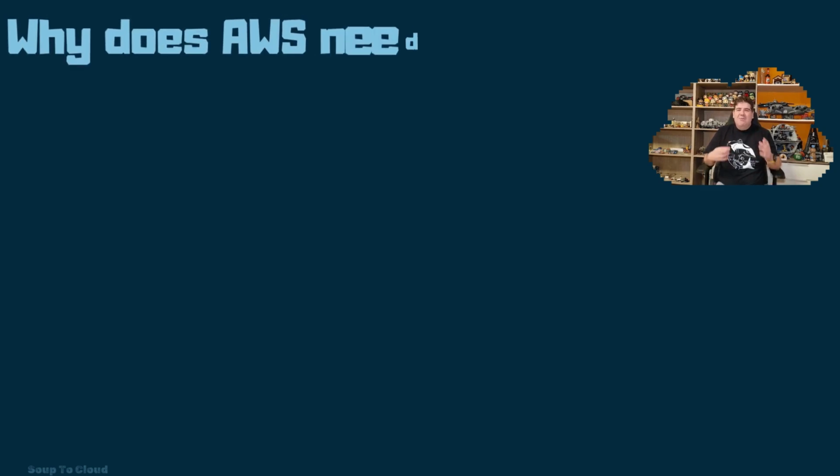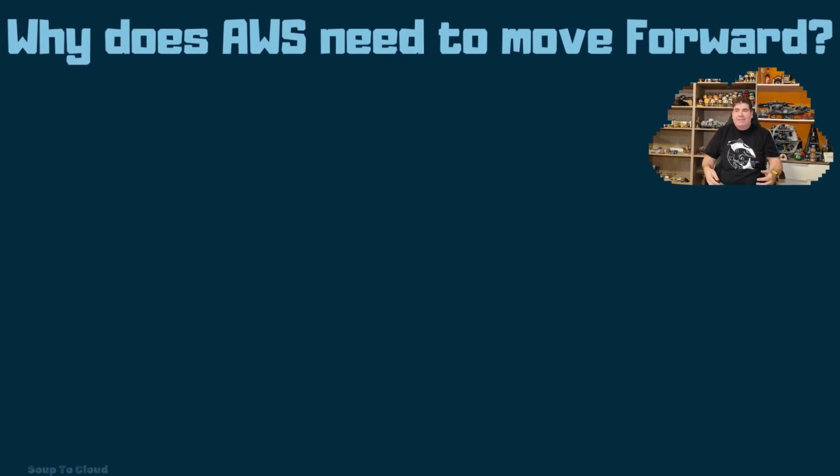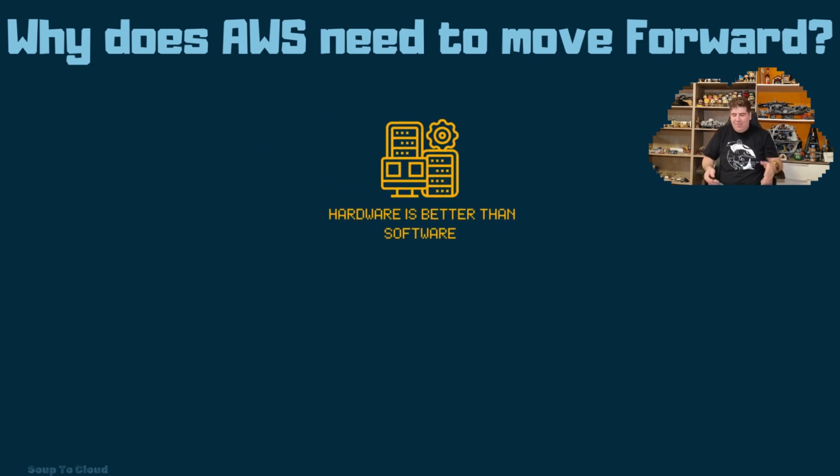And why does AWS need to move forward? Why does AWS need to change the virtualization system? Okay, because hardware is better than software. And this topic is not a beef to software developers. It's because when you run any virtualization system, all calls that go directly to the CPU are more efficient than if you need to emulate. And that is the difference. And that is the reason that virtualization now is very close to bare metal, close to hardware.